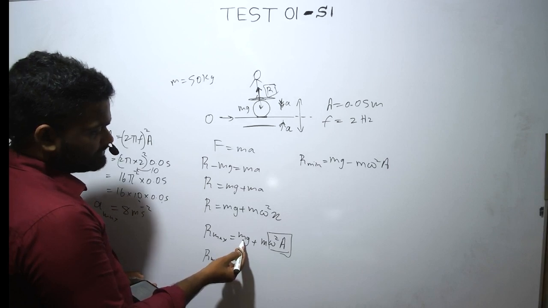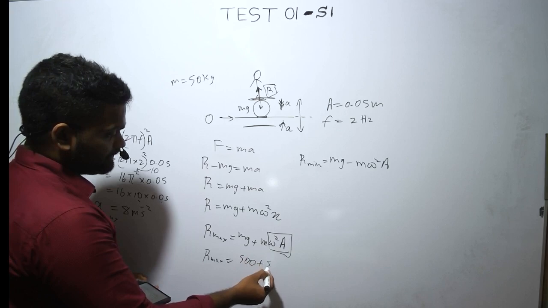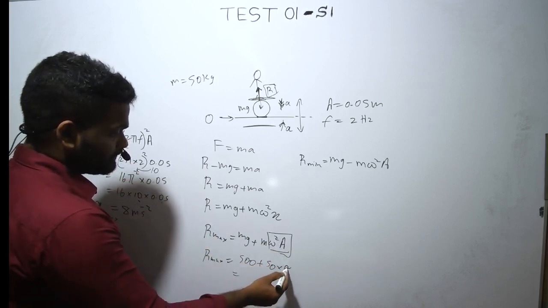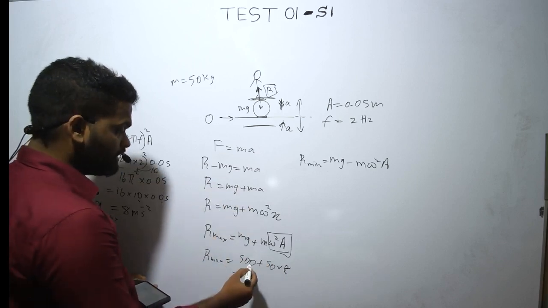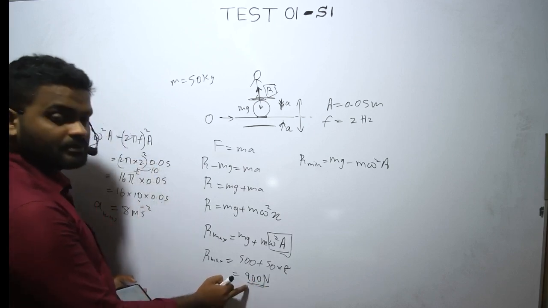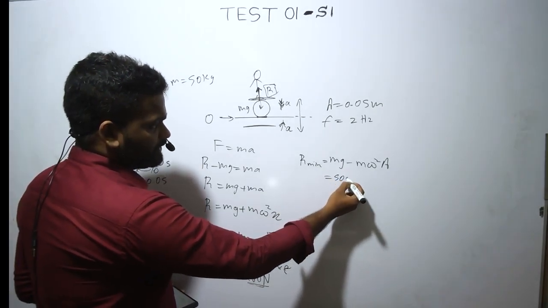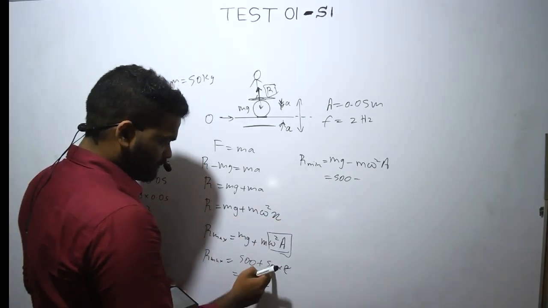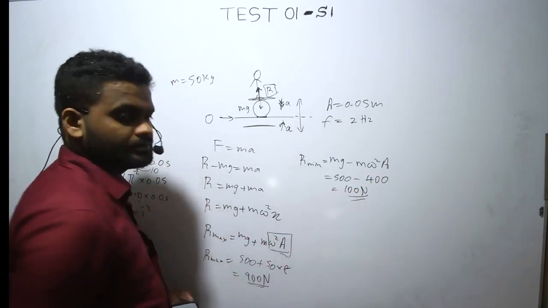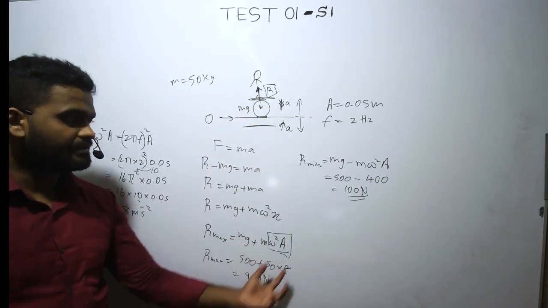So here mass is 50, 50 times 10, that is 500, plus here you have 50 times omega squared A, which is 8. So 50 times 8 is 400. 400 plus 500, that is 900. Right? So the maximum reading is 900 Newton. Here, mg means 500, and here also the same value, and it is 400, so it's going to be 100 Newton. Got it? So the reading of this scale varies between 900 and 100.